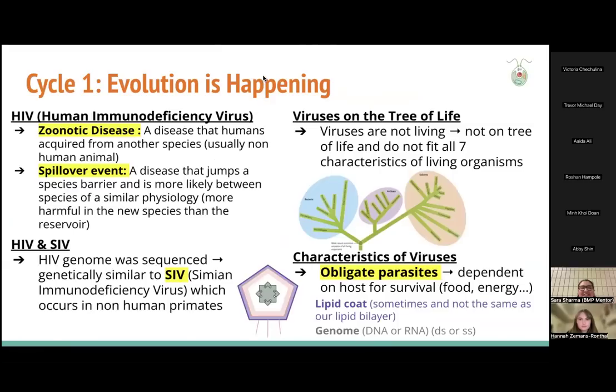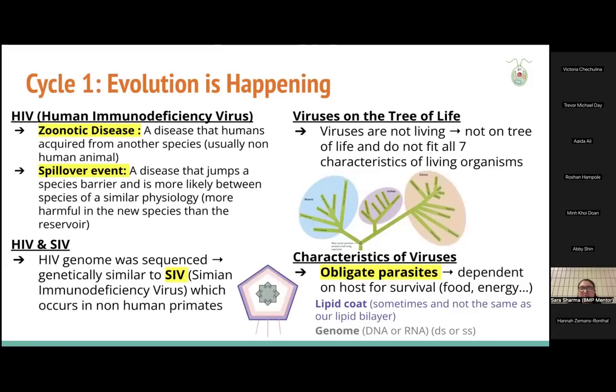You started off this cycle with an interesting case study all about HIV. HIV stands for the human immunodeficiency virus, and this virus is what we would call a zoonotic disease, which is simply a disease that humans acquire from other species, usually a non-human animal. This occurs due to a spillover event, which is when a disease jumps a species barrier. It's more likely to happen between species with a similar physiological anatomy, and it's usually more harmful in the new species than it was in the previous species.